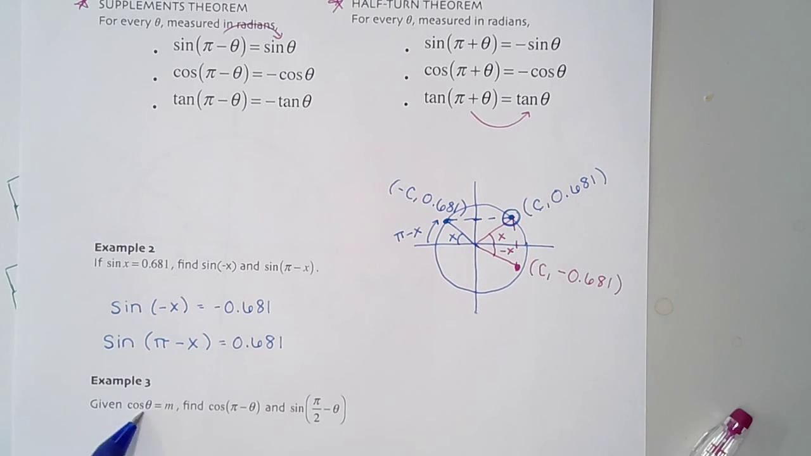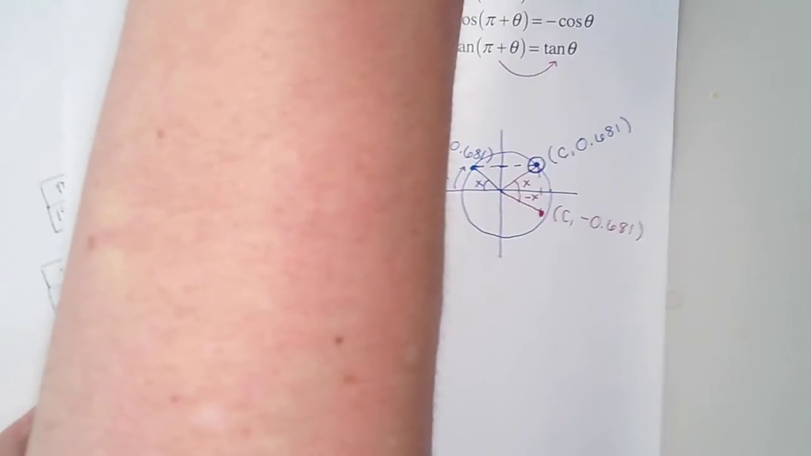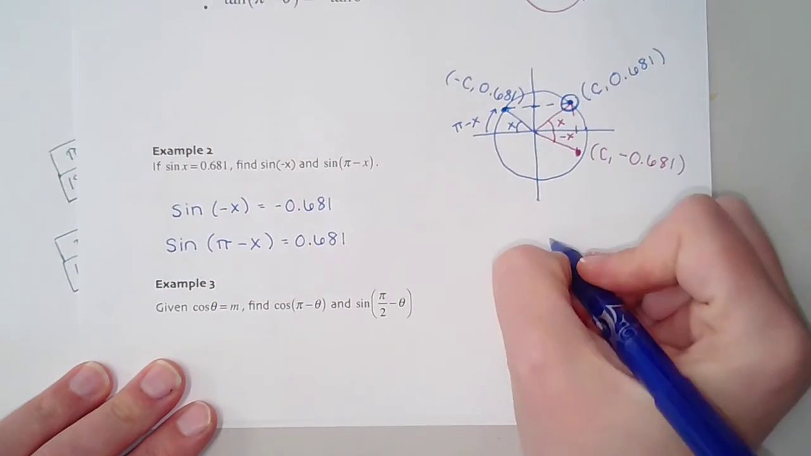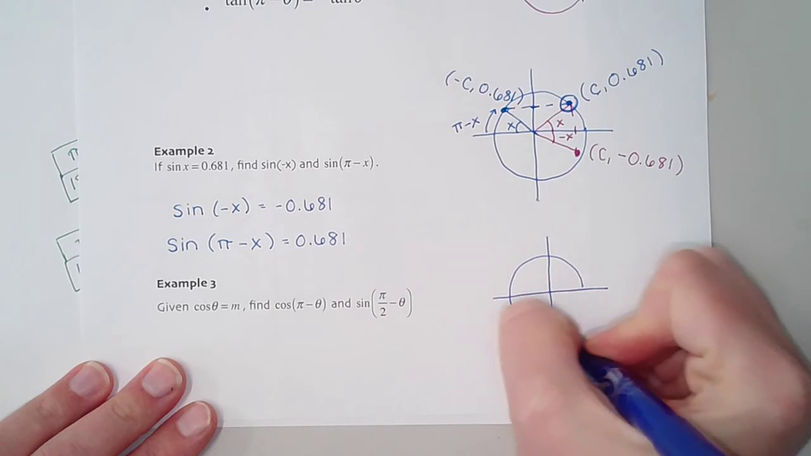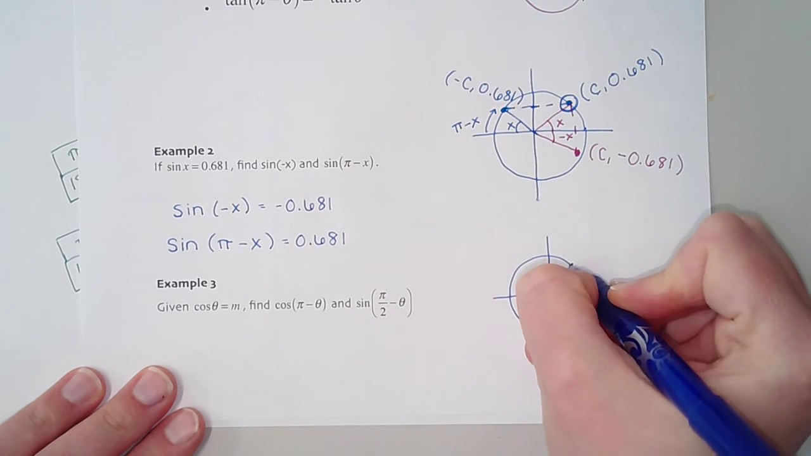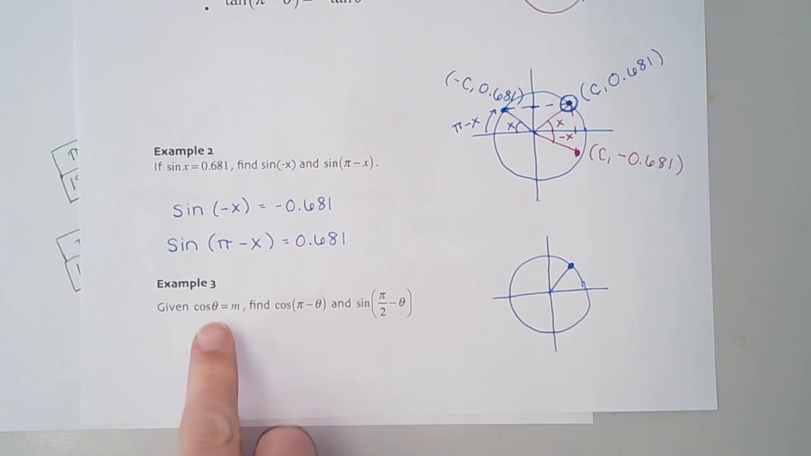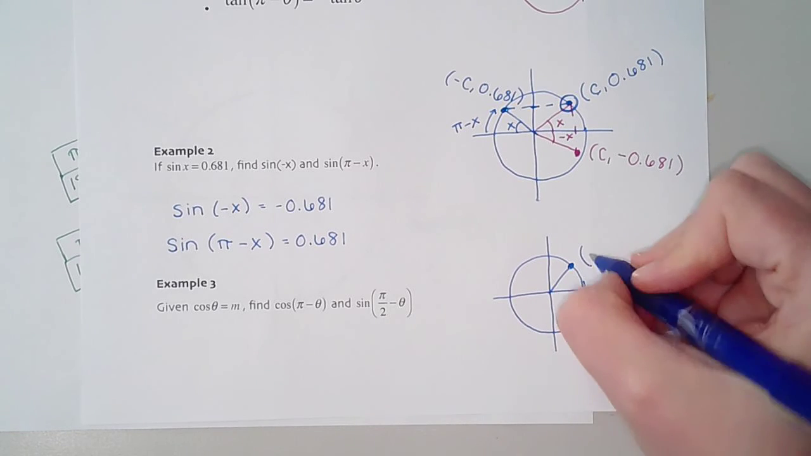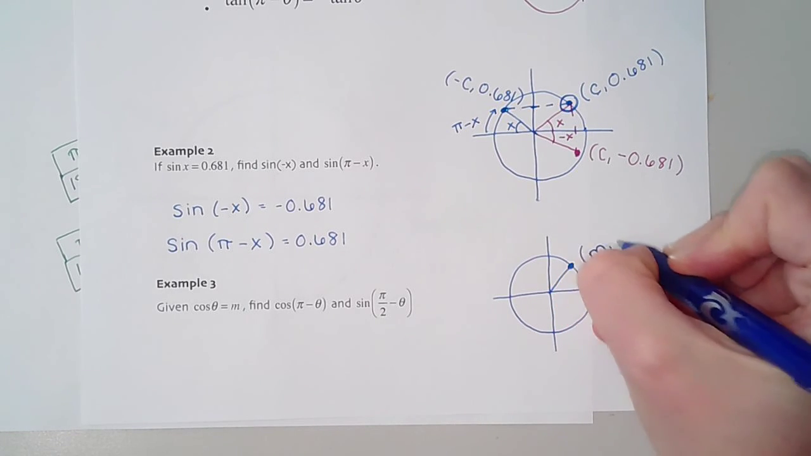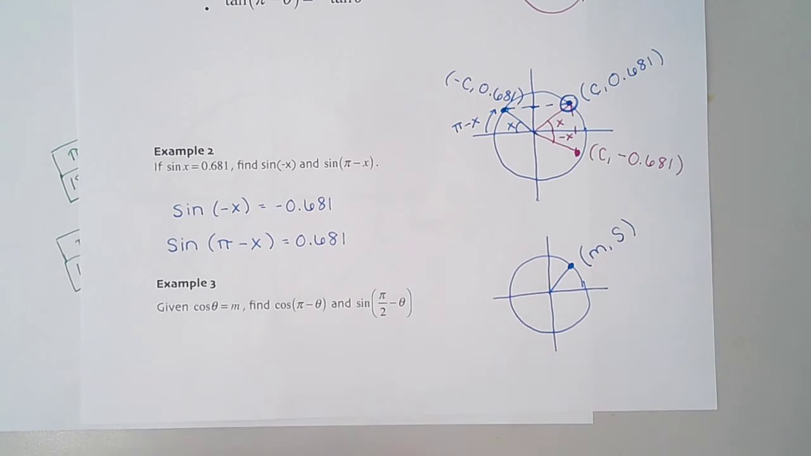Okay, so cosine of theta equals m. Find cosine of pi minus theta and sine of pi over 2 minus theta. All right, so let's draw ourselves a picture. And again, I'm just going to assume my angle is, I don't know where exactly it goes because m is not a number I can work with, but I know that this angle here has a cosine of m and then has some sine value.